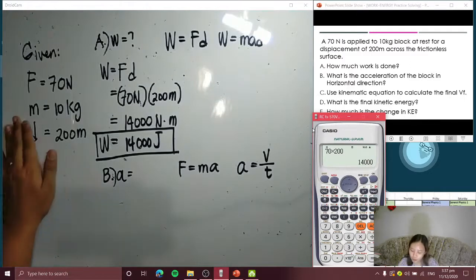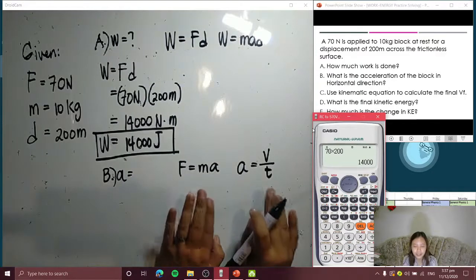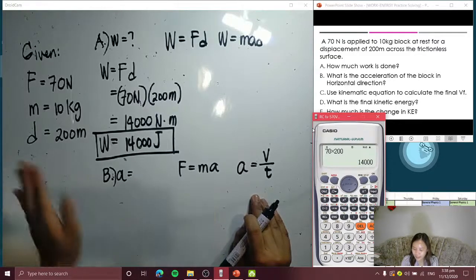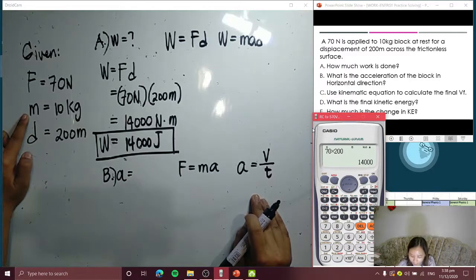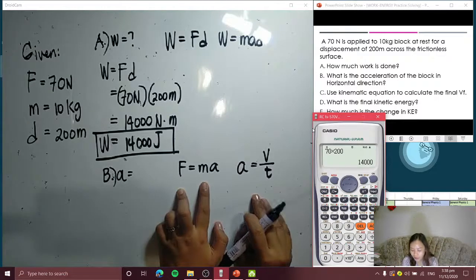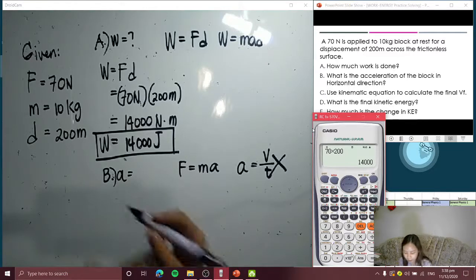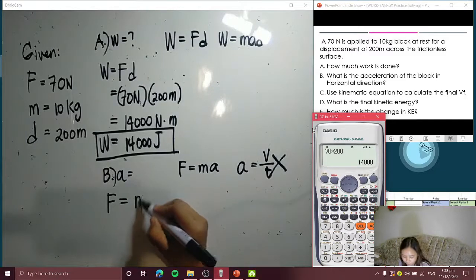Now, going back to our set of given, we have here the force, mass, and the distance. For us to solve for the acceleration, we can choose which of the two equations has the values present in the given. We have force and mass here. In the given, we don't have velocity, meaning we will not use it. We will use F is equal to ma. So let us use that, and after that, substitute the given in the equation.